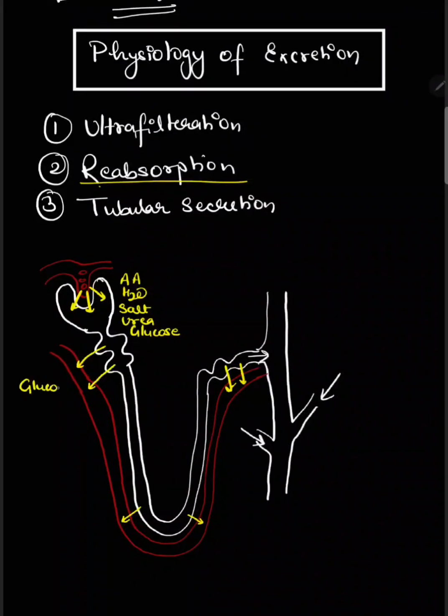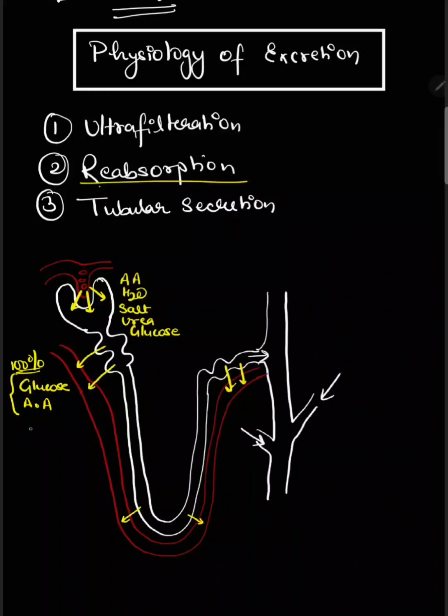So the body will need glucose. And here you need to focus that all of the glucose and all of the amino acids, 100%, is reabsorbed. If there is no diseased condition, then glucose and amino acids will not be found in the urine. They will all be absorbed from the PCT itself. It will not go up to the DCT. From the PCT itself, all the glucose and all the amino acids, 100%, will be absorbed.